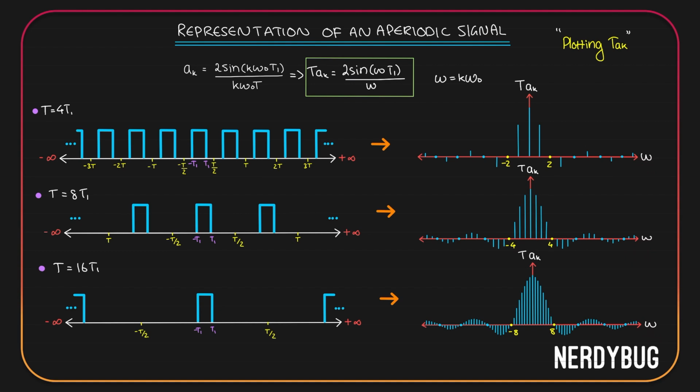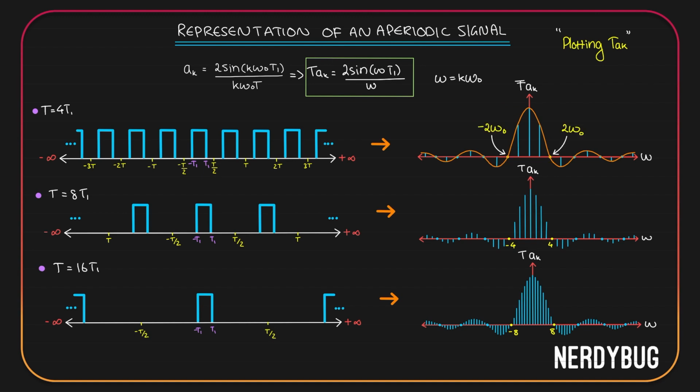If we plot T a_k as a function of omega, in the first graph it will look like this. We had earlier marked these 2 points as 2 and minus 2, but that was for k. On the x-axis we had taken k then, and we got k equal to 2 and k equal to minus 2. But now we're taking omega, and omega is k multiplied by omega naught. So this point will now correspond to 2 omega naught, and this point will correspond to minus 2 omega naught. Let us change it.